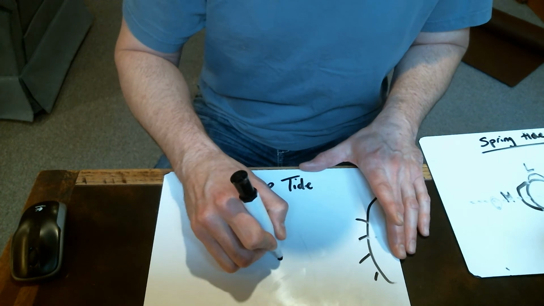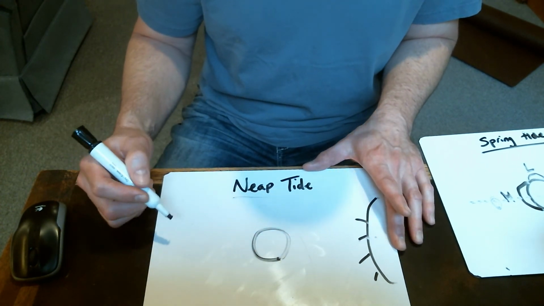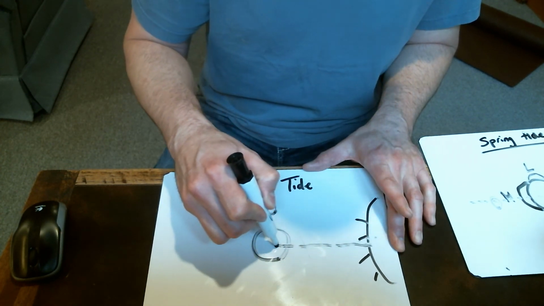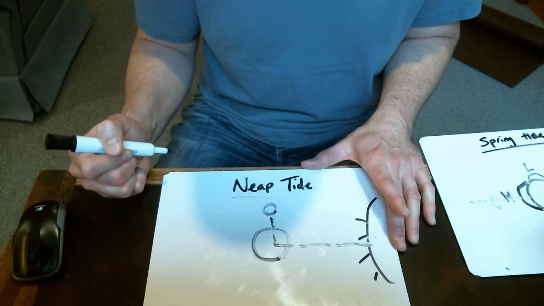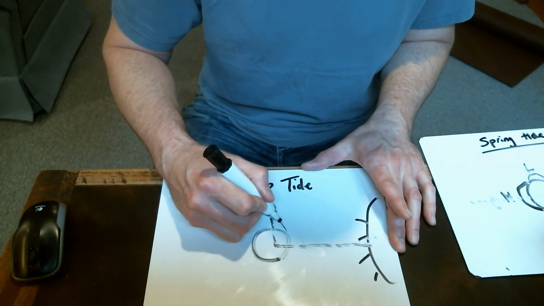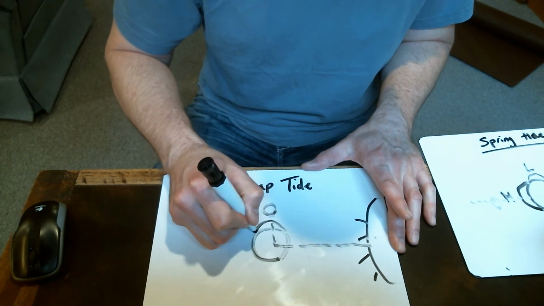Neap tide means weak. So if I have my earth here, well, this tide is going to be very weak. And when it is weak, that's because the sun and the moon are fighting at a right angle. This moon, by the way, would be a first quarter. Well, how does that affect the water? Okay, so the high tide is always going to be here.